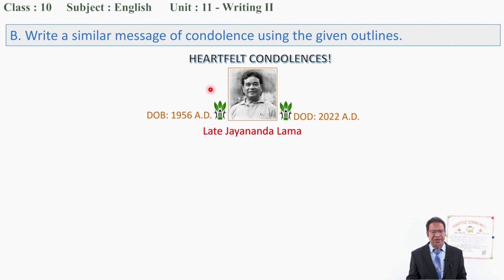An easier way: you write heartfelt condolences. Here is the picture, and you can have flowers or lamps here. Then the date of birth you have written here. Then late Jayananda Lama. So this is also structure, remember. This is the first structure you have to remember. You write the title, the date of birth, the date of death, and you give the picture. If you cannot draw the picture in the examination, you write their photo, that's okay. Then you write late and the person's name, Jayananda Lama. So on the basis of the clue you are writing this.